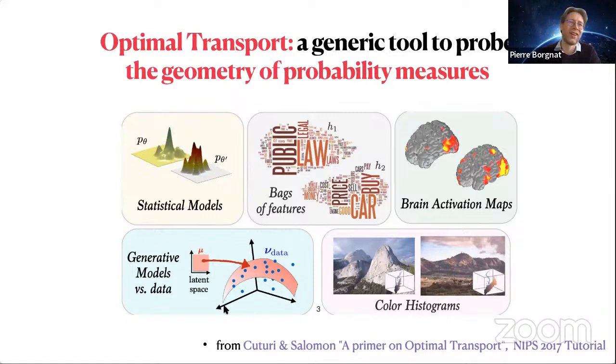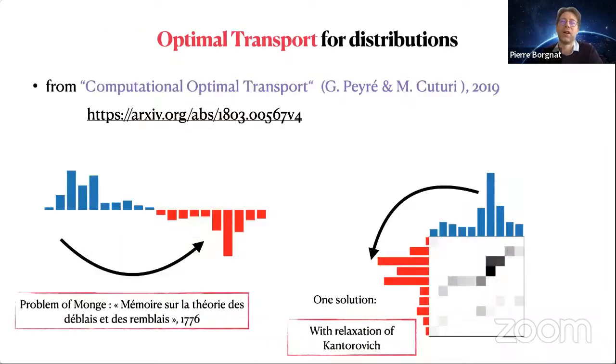You can compare the distribution of a generative model and the distribution of your data, like it has been done by the group of Julie Delon. You can compare histograms of colors and many things which are really interesting. And this can also be done on graphs. So before moving back to attributed graphs, I'm giving you again a few ideas coming from this domain of optimal transport for distributions.